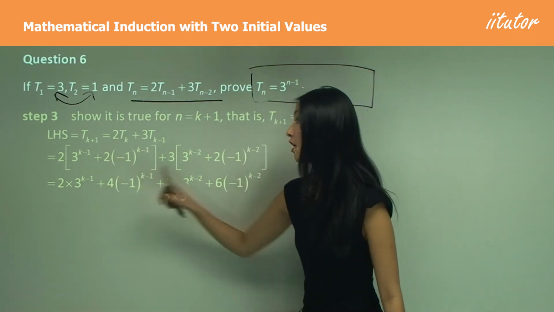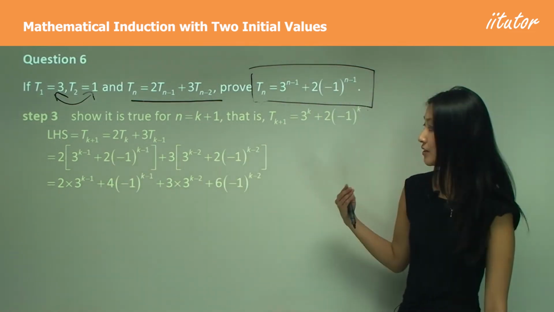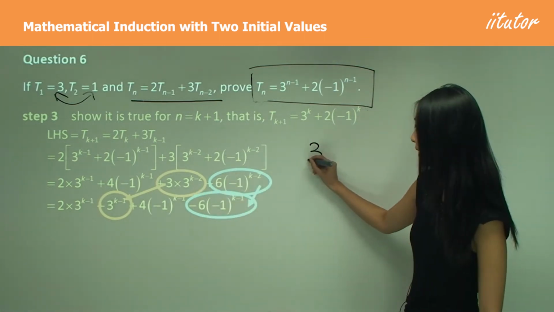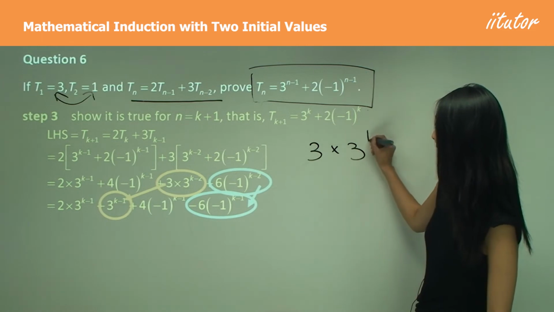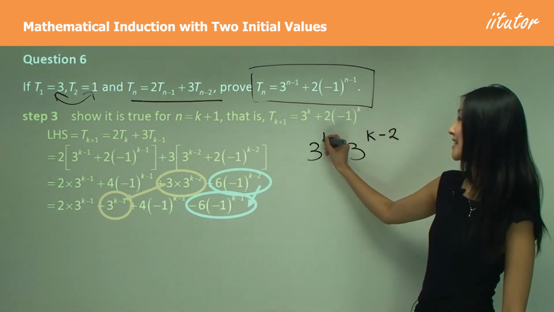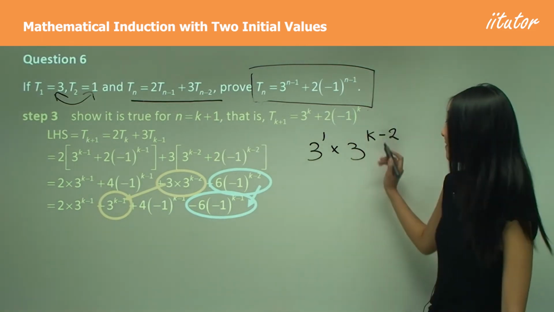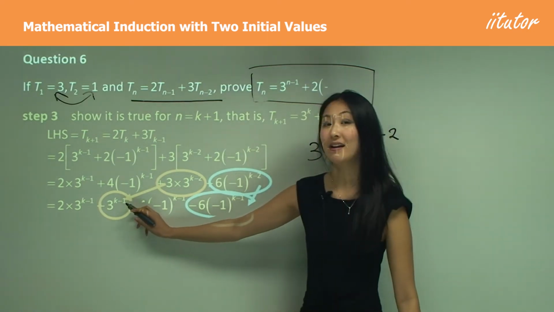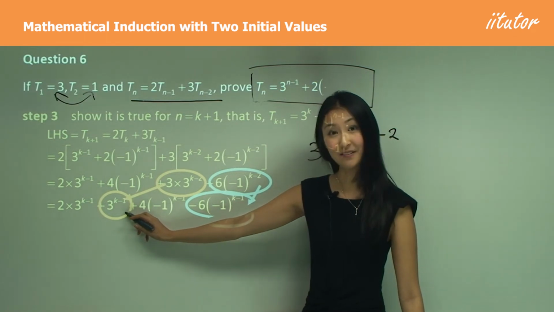So I want to make those into common terms with the other one. How I've done that is from here, where I have 3 times 3 to the power of k minus 2, that's actually 3 to the power of 1. So you have k minus 2 plus 1, which is how I get 3 to the power of k minus 1 there. Can you see that?